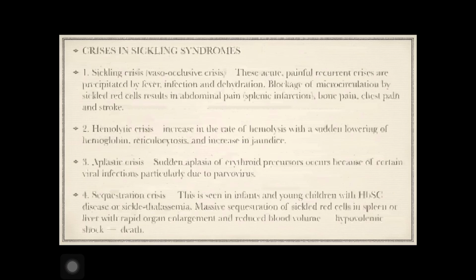This is an acute, painful, recurrent crisis. This is precipitated by fever, infection and dehydration. There is blockage of microcirculation by sickled red cells, resulting in abdominal pain, bone pain, chest pain and stroke.